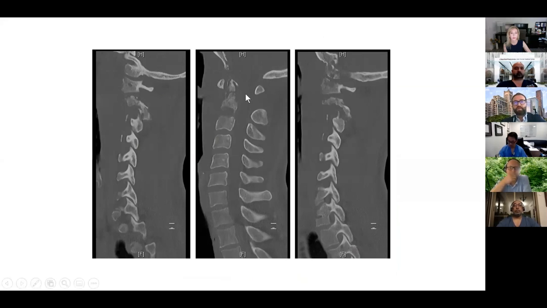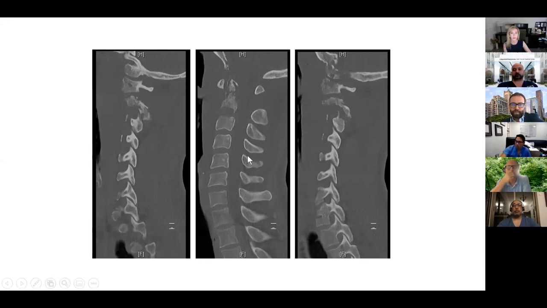And you can see, once you realign, you're decompressing the spinal cord. It stops being an emergency. Still, it's an urgent situation, but it's not an emergency anymore. So before we took him the next day. I didn't take him the same day. I took him the next day because his exam was like 4+ out of 5 in the upper and lower extremities. We took him the next day, and then we locked him into this position.